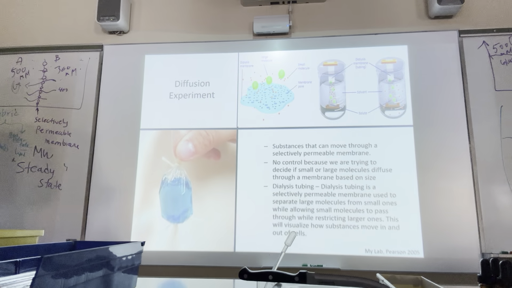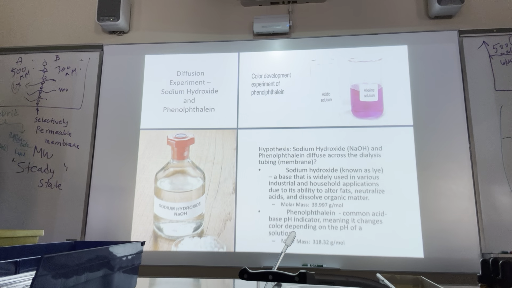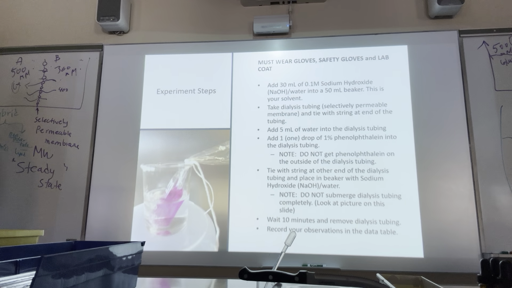So, the substances that can move through a selectively permeable membrane are going to be put inside the dialysis bag. Dialysis tubing is a selectively permeable membrane that is used to separate large molecules from small ones, allowing the small molecules to pass through while restricting the larger ones. This will visualize how substances move in and out of the cell. Okay, so let's begin the experiment.